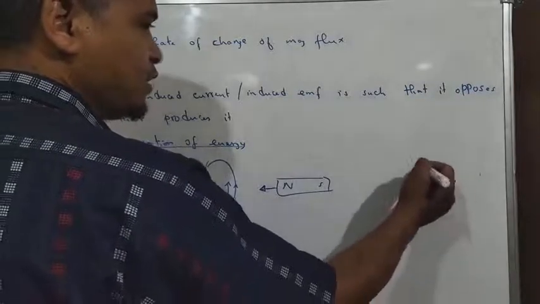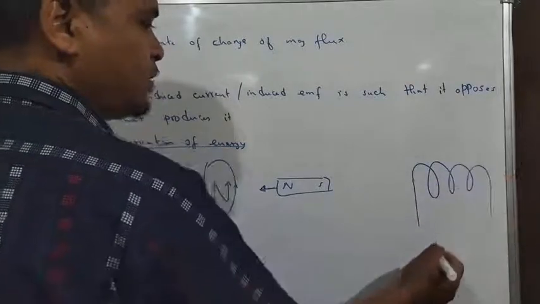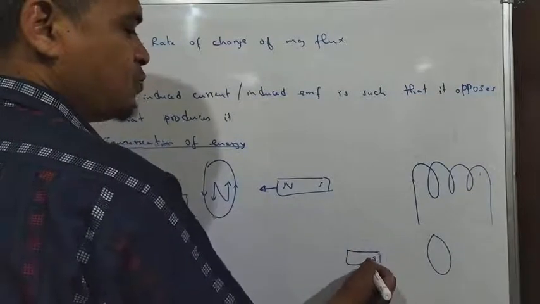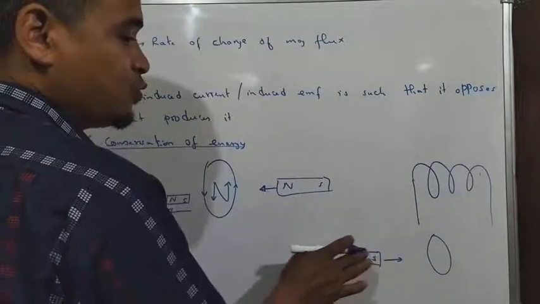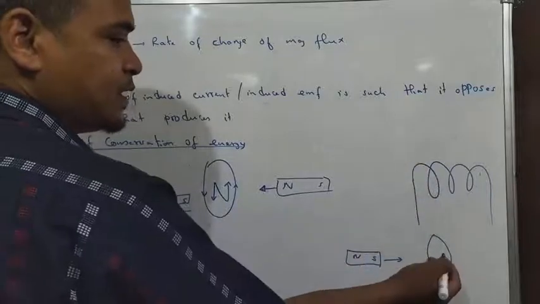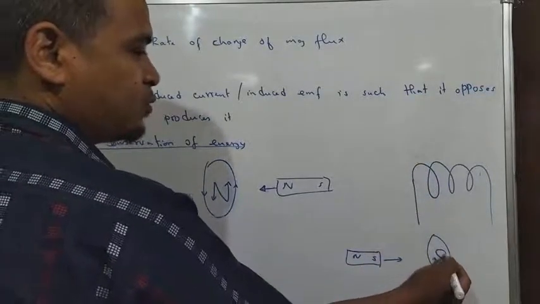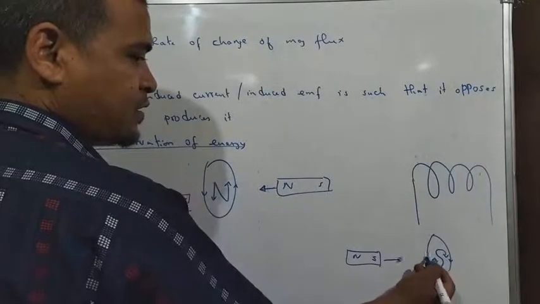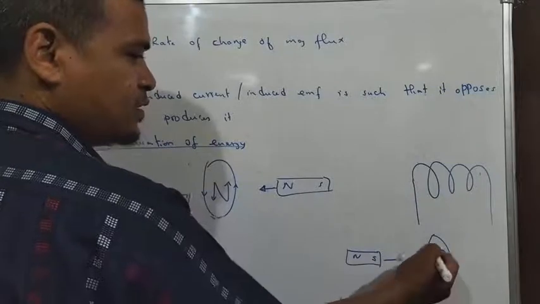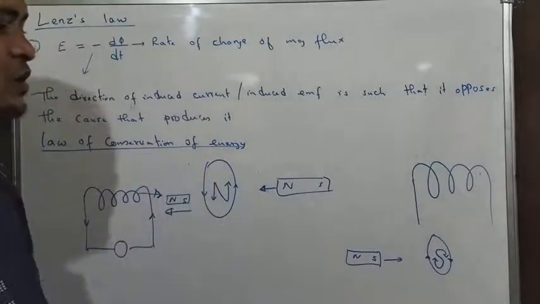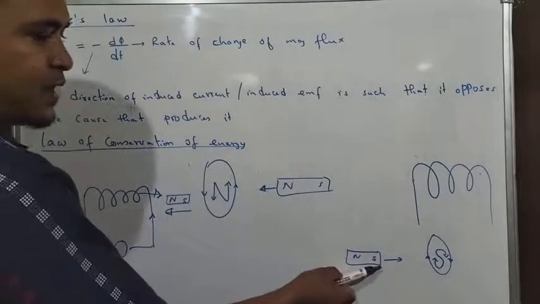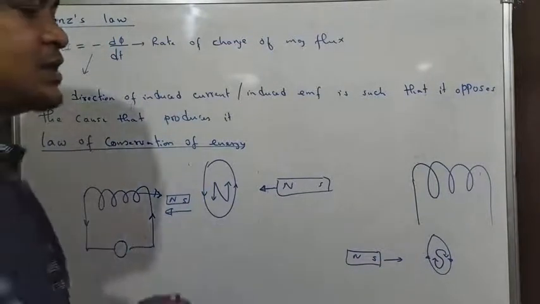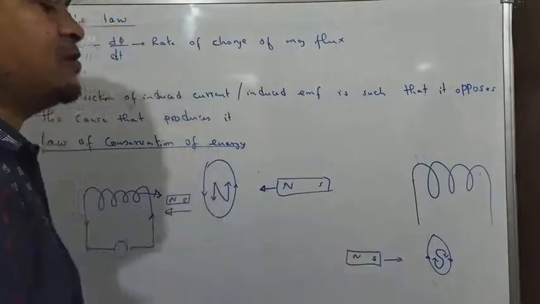Similarly, suppose this is the face of the coil. Now if this is the south pole and this is the north pole, and I move the south pole towards this face, then this face should behave like the south pole. And if it behaves like the south pole, then the current here can be seen moving in the clockwise direction. So similarly, when the south pole of the magnet is moving towards the face of the coil, that face of the coil will always oppose the incoming south pole of the magnet.